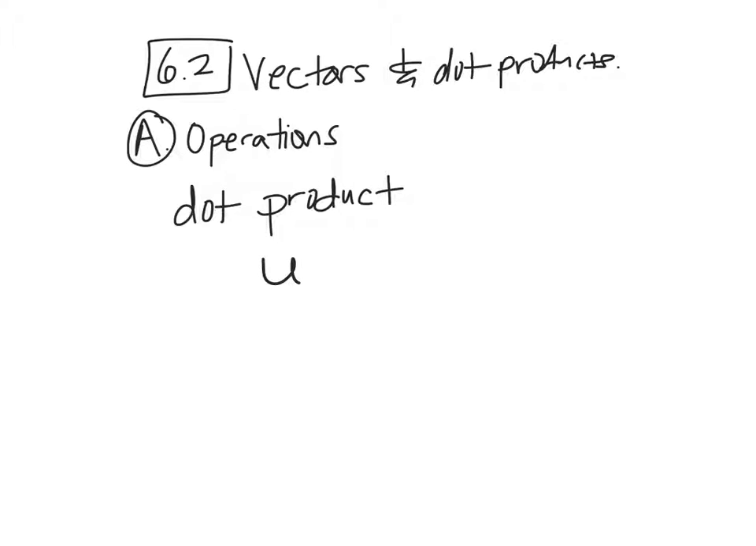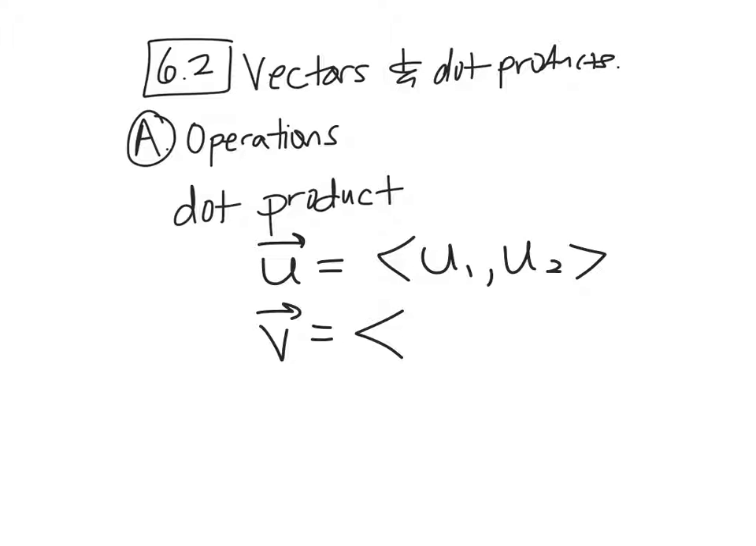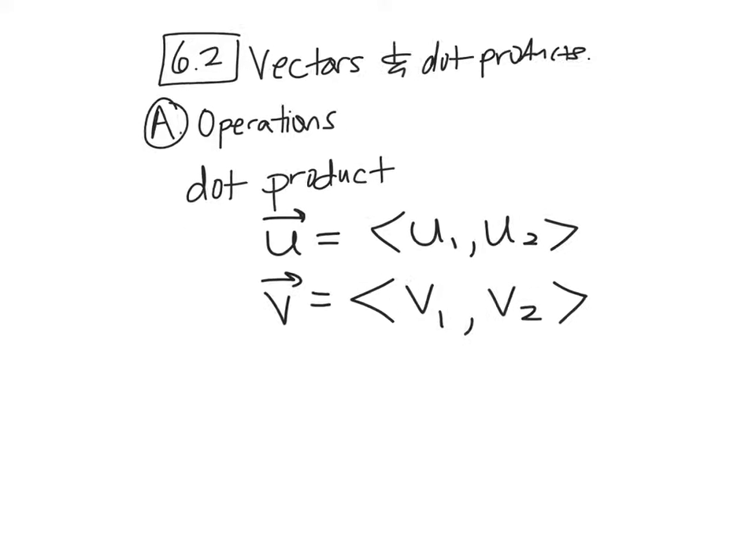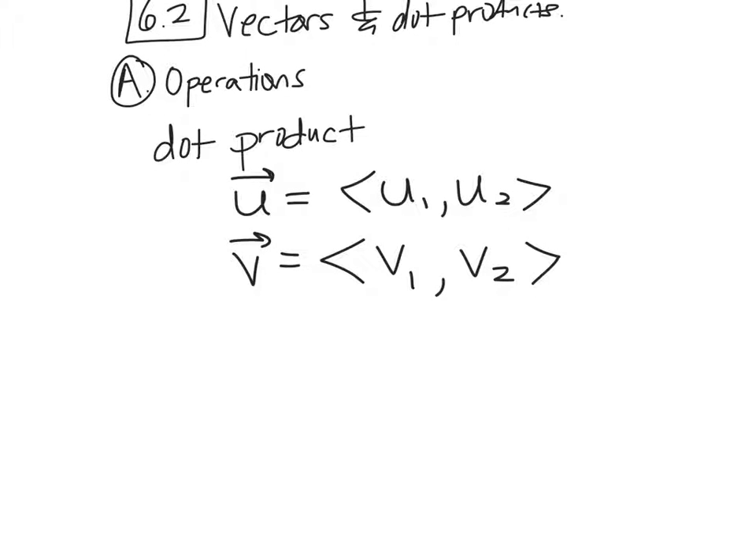So let's say you have vector u, and vector u is equal to u1, u2. I saw them in concert. They were pretty good. And then vector v is v1 and v2. Now, some people don't like using u's and v's because they look too much alike. The book loves to use u's and v's for vectors. So to find the dot product of u and v, we write this.